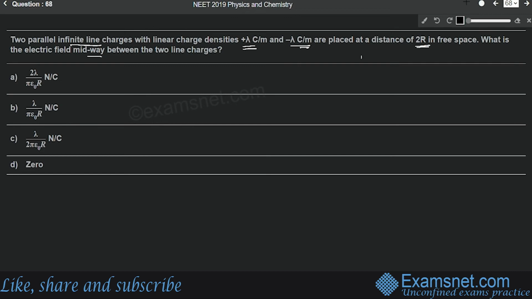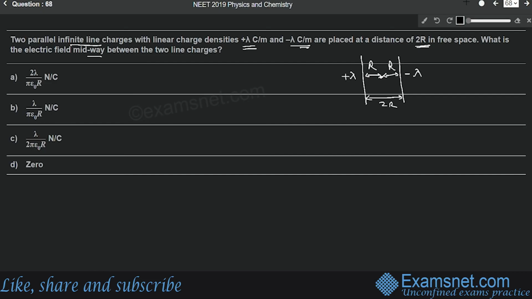Okay, so we have two line charges here. The charge density on one is plus lambda and that on the other is minus lambda, right? The distance between them is 2r. And we have to find out the electric field midway, that means at this point. So the distance of this point from each infinite line charge will be r.